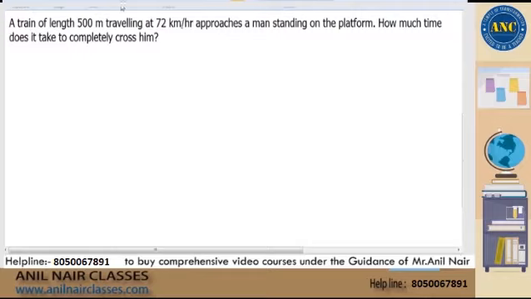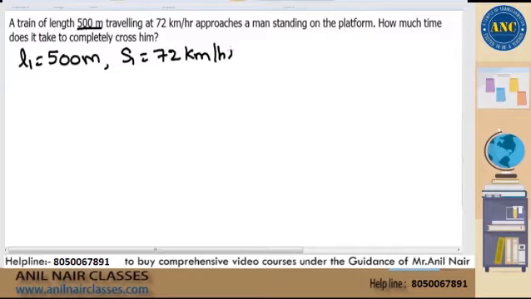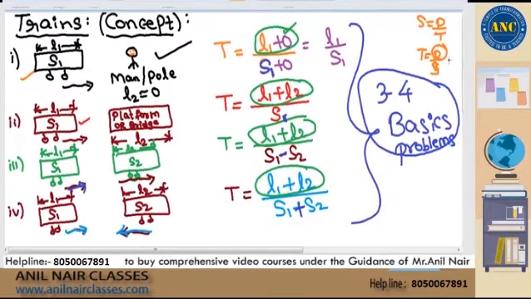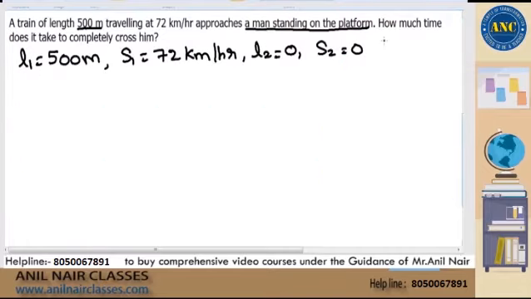See here. Suppose a train of length 500 meters, L1 is given as 500 meters, traveling at 72 kilometers per hour, S1 is given as 72 kilometers per hour, approaches a man standing on the platform. Because it's a man, L2 is 0, and S2 is also 0 because he is standing. That means it's the scenario of the first case, right? Your question is, how much time does it take to completely cross him?